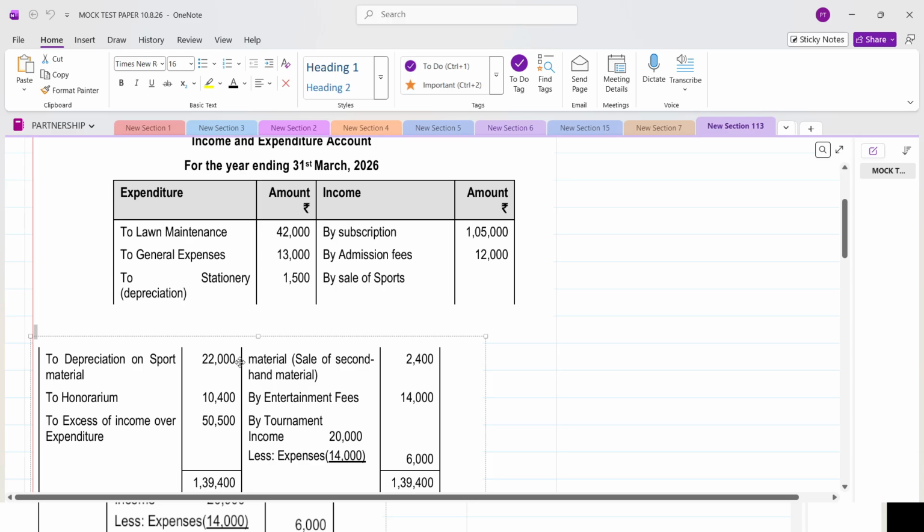They are going to give you 5 marks for these 2 points plus your working note for subscription. Only 3 points, 3 marks. The balance is general. You are going to make the account. For finding out your closing balance, they'll be giving 1 mark. So like that, you are going to get 5 marks. So depreciation on sports material, we have to work out. Honorarium, you can enter, and excess of income over expenditure will not appear.